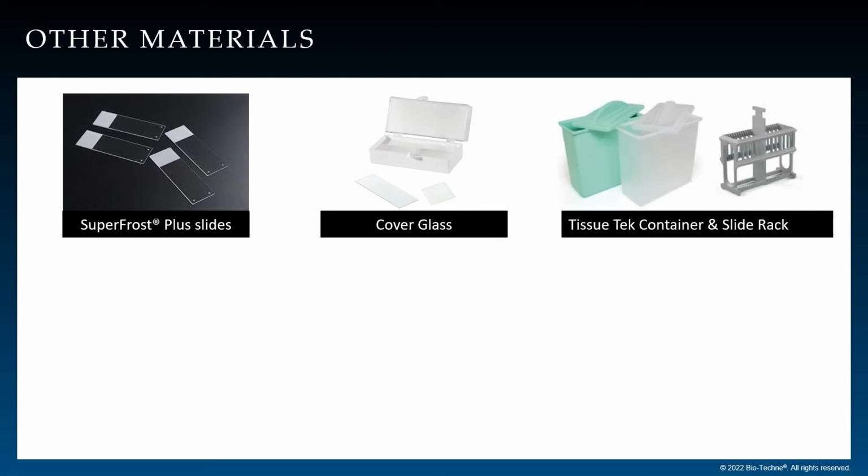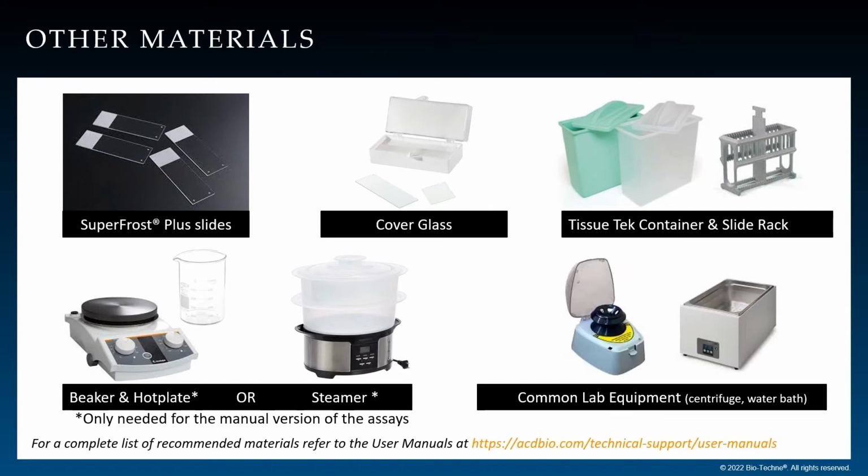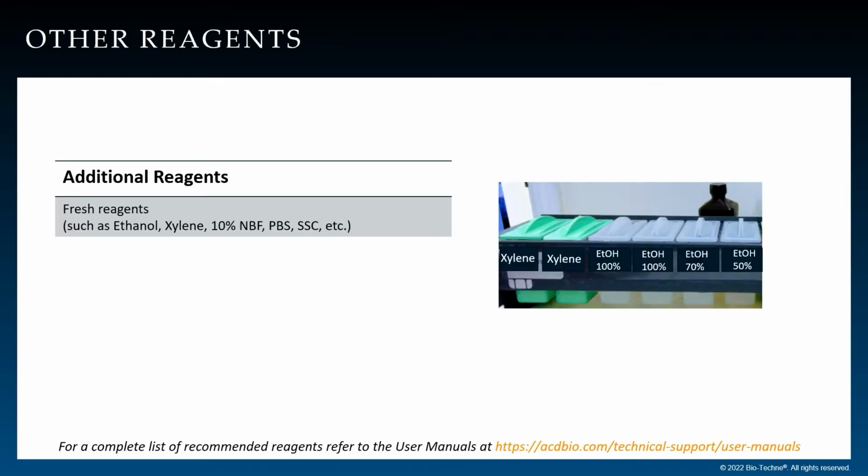Other materials needed for the manual microRNAscope assay include Tissue-Tek containers and slide racks, either a beaker and hot plate setup or a steamer for target retrieval, and common lab equipment such as a centrifuge and water bath. Other reagents you will need include freshly prepared ethanol, formalin, phosphate buffered saline, and xylene depending on your sample type. You may also want to prepare 5x SSC from a 20x stock solution. 5x SSC can be prepared ahead of time and stored at room temperature for up to 2 months.